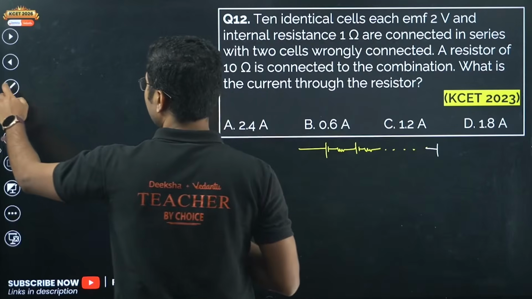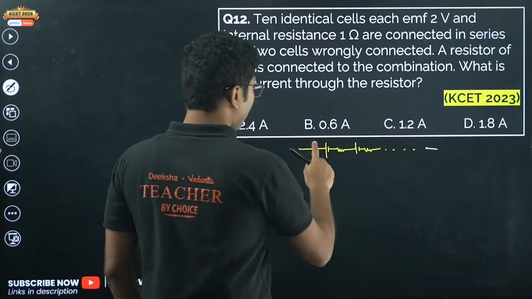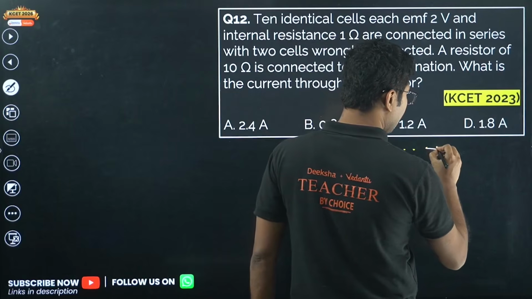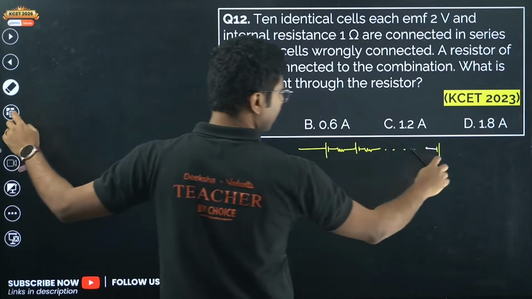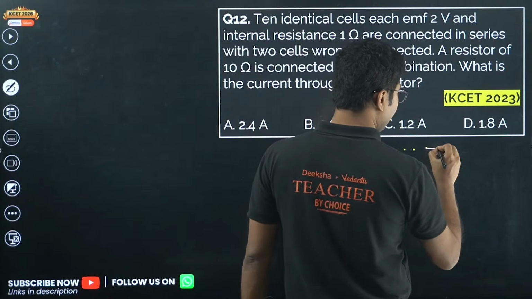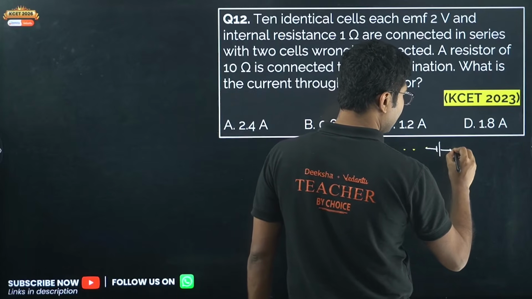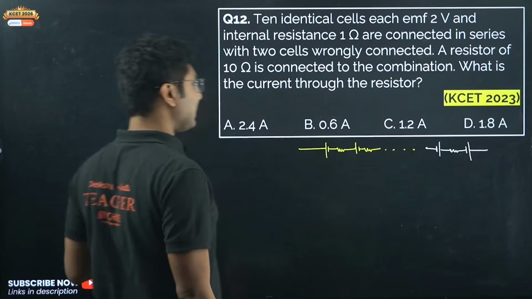Wrongly connected means their polarity is inverted. So positive, negative, positive, negative, positive, negative, but here we have negative and then positive. Let me use a separate color so that it does not create any confusion. So negative, then positive, then we have internal resistance, then negative and then positive, and this concludes the circuit.